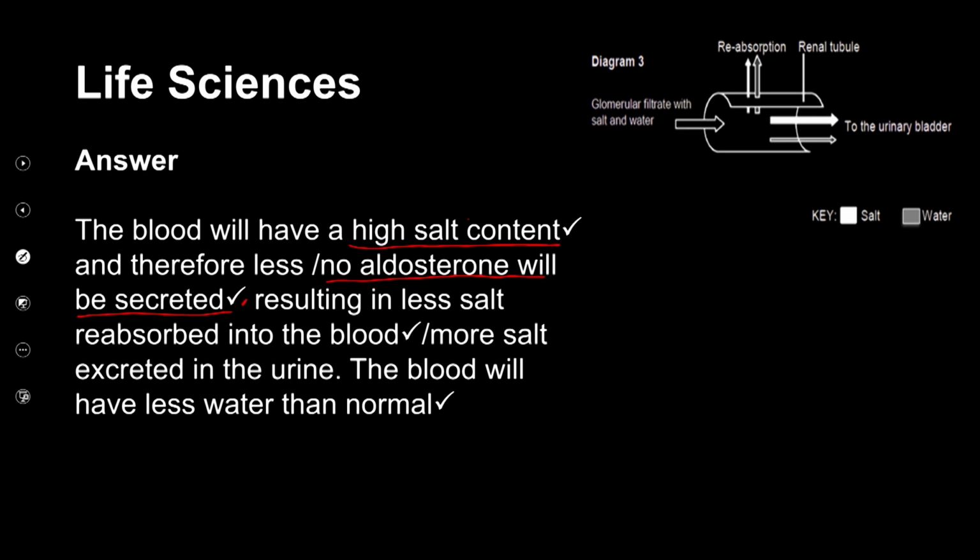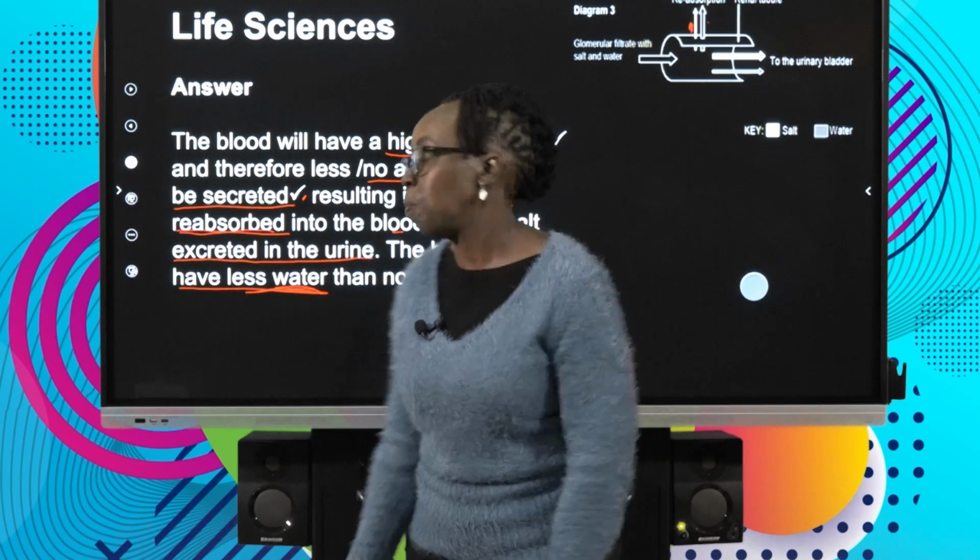Then this will result in less salt being reabsorbed. If you look at the arrow here, it's thinner than the arrow of the water. Then it says this will result in less salt being reabsorbed into the blood. Then another mark for that, or you may say more salt excreted in the urine. Then the blood will have less water than normal. A tick. That's how you answer the question that says explain.